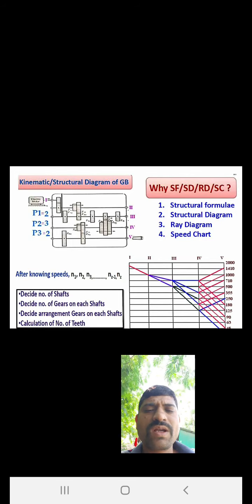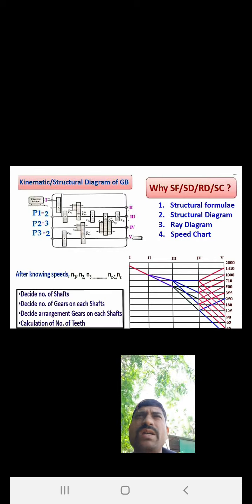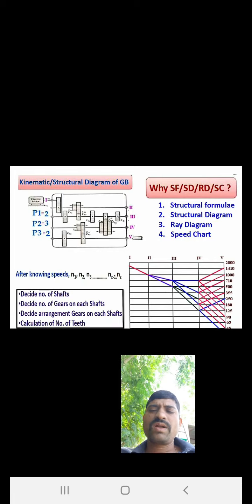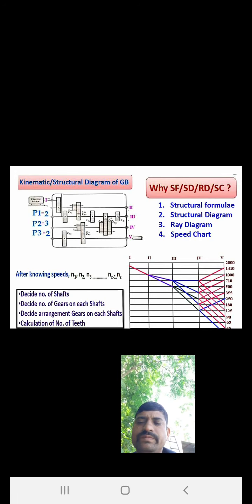In the given figure, they start from the input shaft and draw the cross lines, but from the second to the third there is a gap, so again you have to calculate the x values, x1, x2, x3. To calculate those values, we will see in the structural formula how to calculate them.